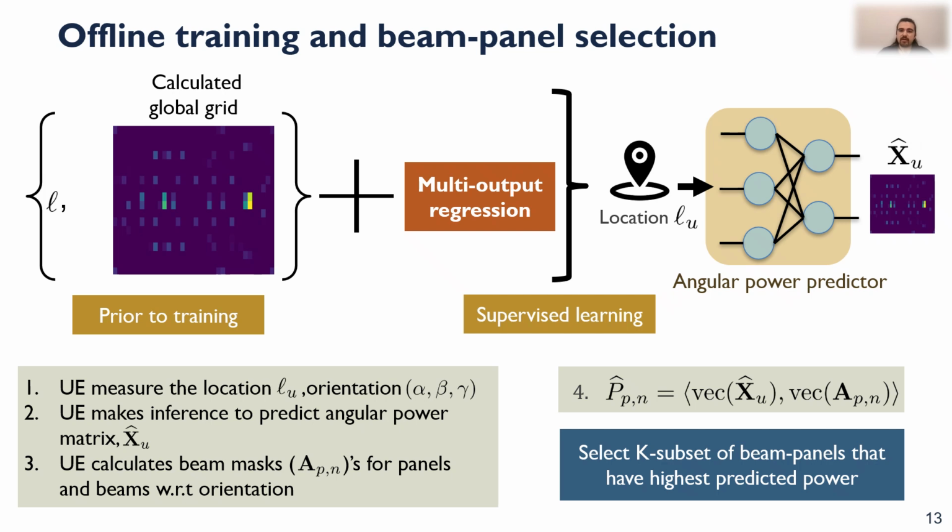Once the angular power matrix is predicted, for a given antenna heterogeneity and orientation, codebook, and so on, they are represented as a vectorization of APN, and the receive power is obtained through equation 4 with just a simple dot product.